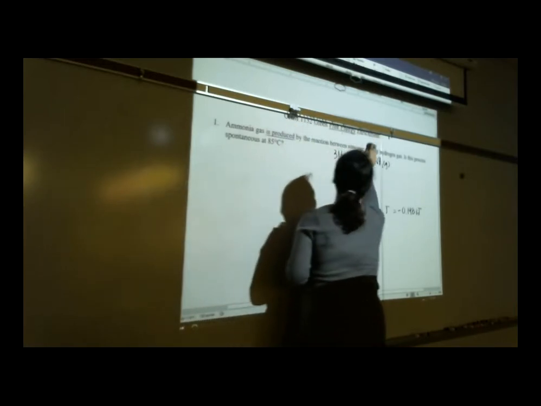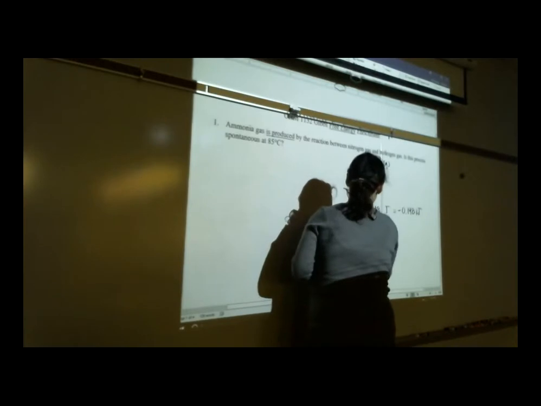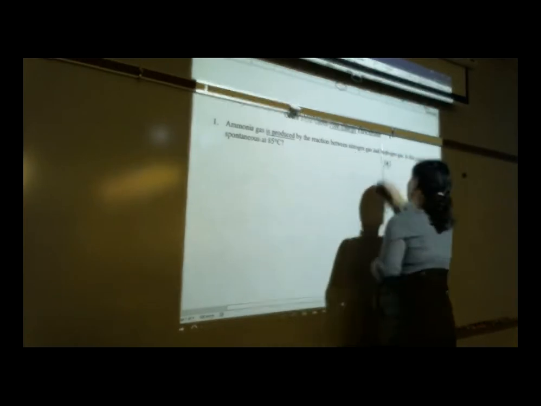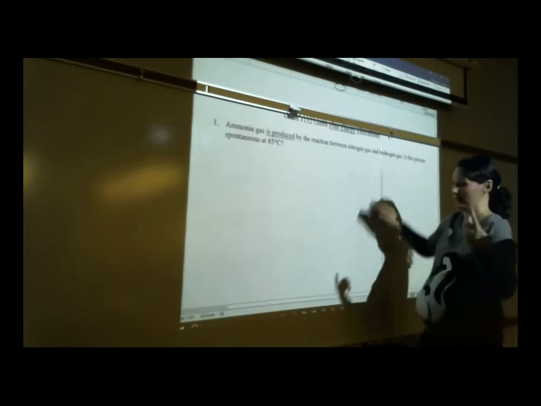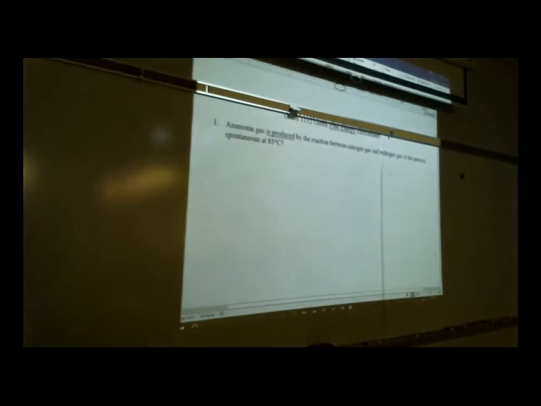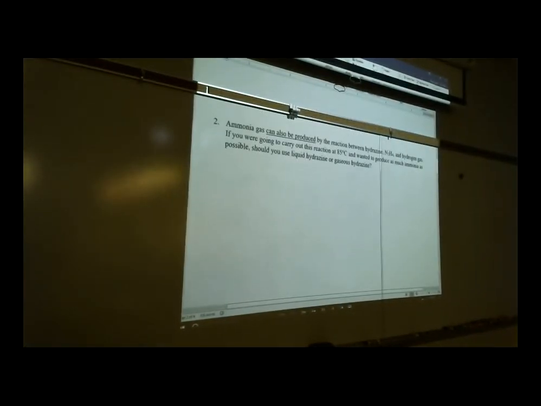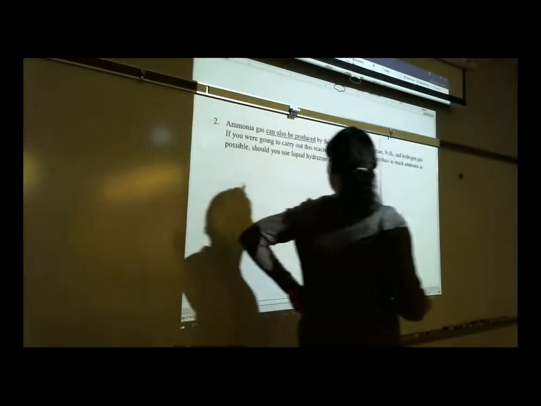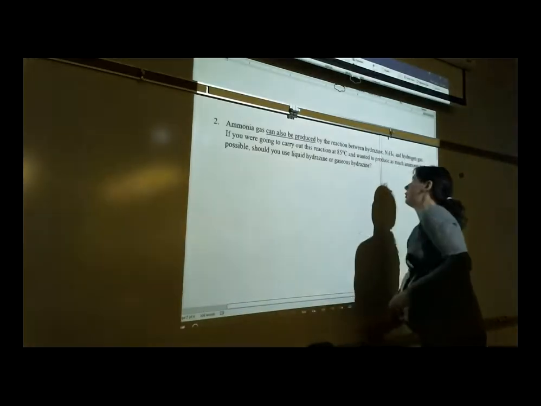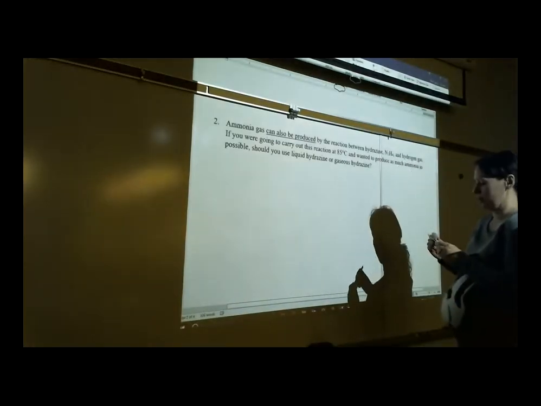So when we're doing these kinds of calculations, there's really not much nasty math. The part that really gets you in trouble is writing a balanced equation. Right? If you don't have a balanced equation, you're kind of up the creek. But beyond that, it's really just plugging in some numbers. Ammonia gas can be produced by the reaction between hydrazine and hydrogen gas. All right, so I gave you the formula for hydrazine, N2H4.